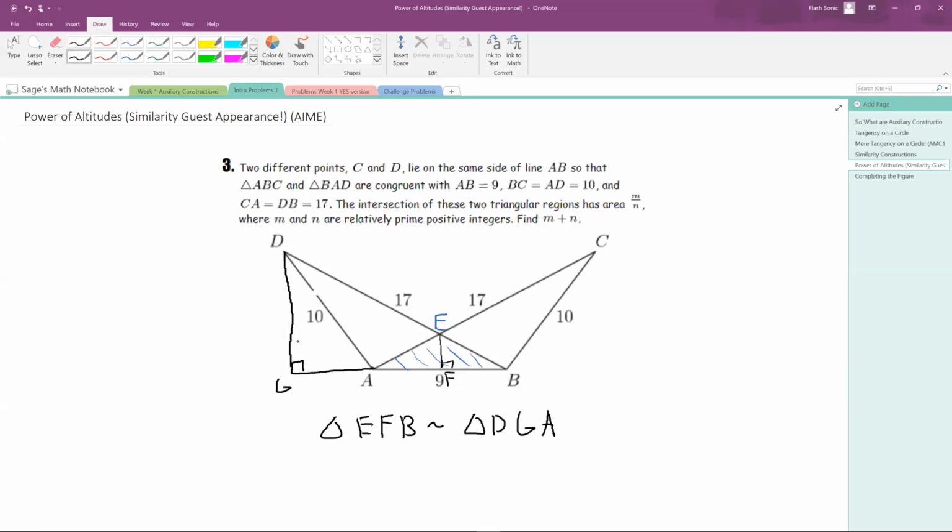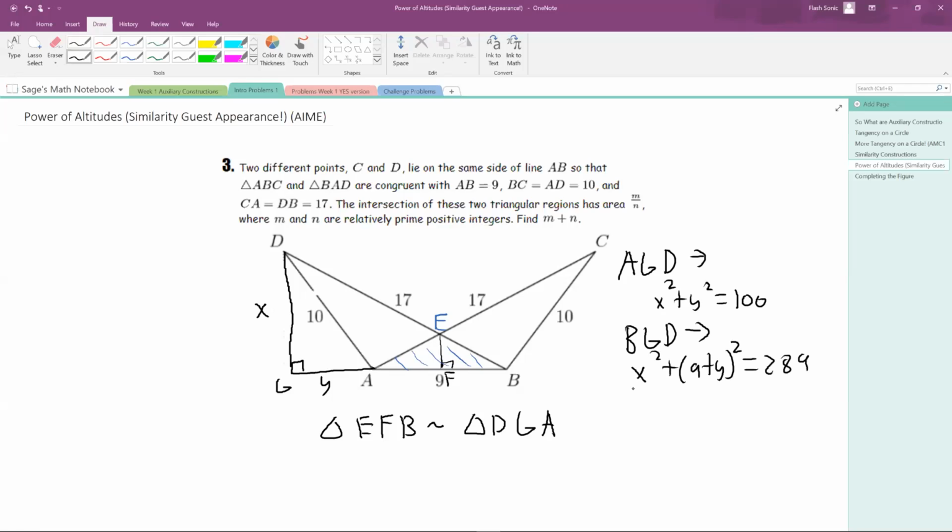So now all we have to do is find the height DG and find the length of GA, and we'll be done with the problem. And we can do this by setting some variables and using the Pythagorean theorem twice. If we use the Pythagorean theorem on AGD, we will get that x squared plus y squared is equal to 100. And if we use the Pythagorean theorem on triangle BGD, we will get that x squared plus 9 plus y squared is equal to 289. And from here, if we subtract the equations, we can get that x is equal to 8 and y is equal to 6. And if you look at it, this actually means that AGD is a 6, 8, 10 triangle, and then DGB is an 8, 15, 17 triangle. So both of which are interesting Pythagorean triples.